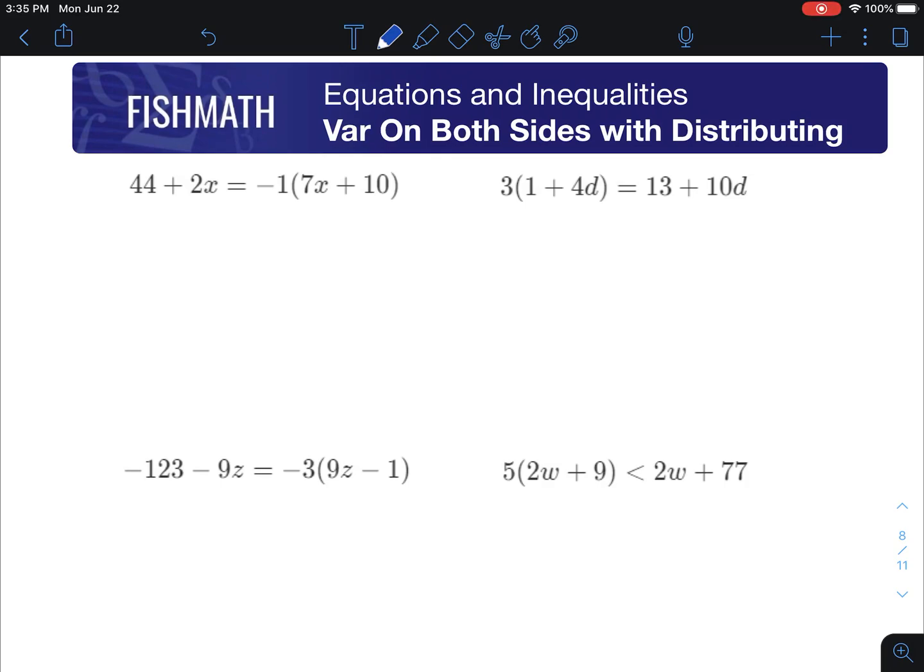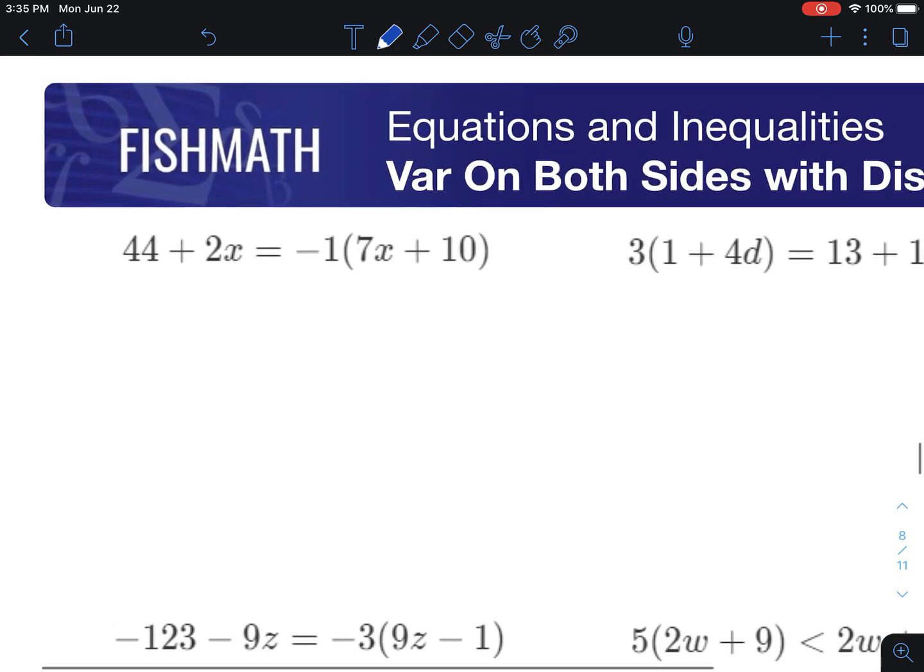Hi everyone, we're going to look at how to solve equations and inequalities with variables on both sides that involve some distributing with parentheses. So what we're going to do is get it into a variables on both sides situation by just taking the number outside of parentheses and multiplying it in. We call that distributing. So for this -1 here, for the first one, we're just going to multiply that into the 7x, make that a -7x. -1 times 10 would be a -10.